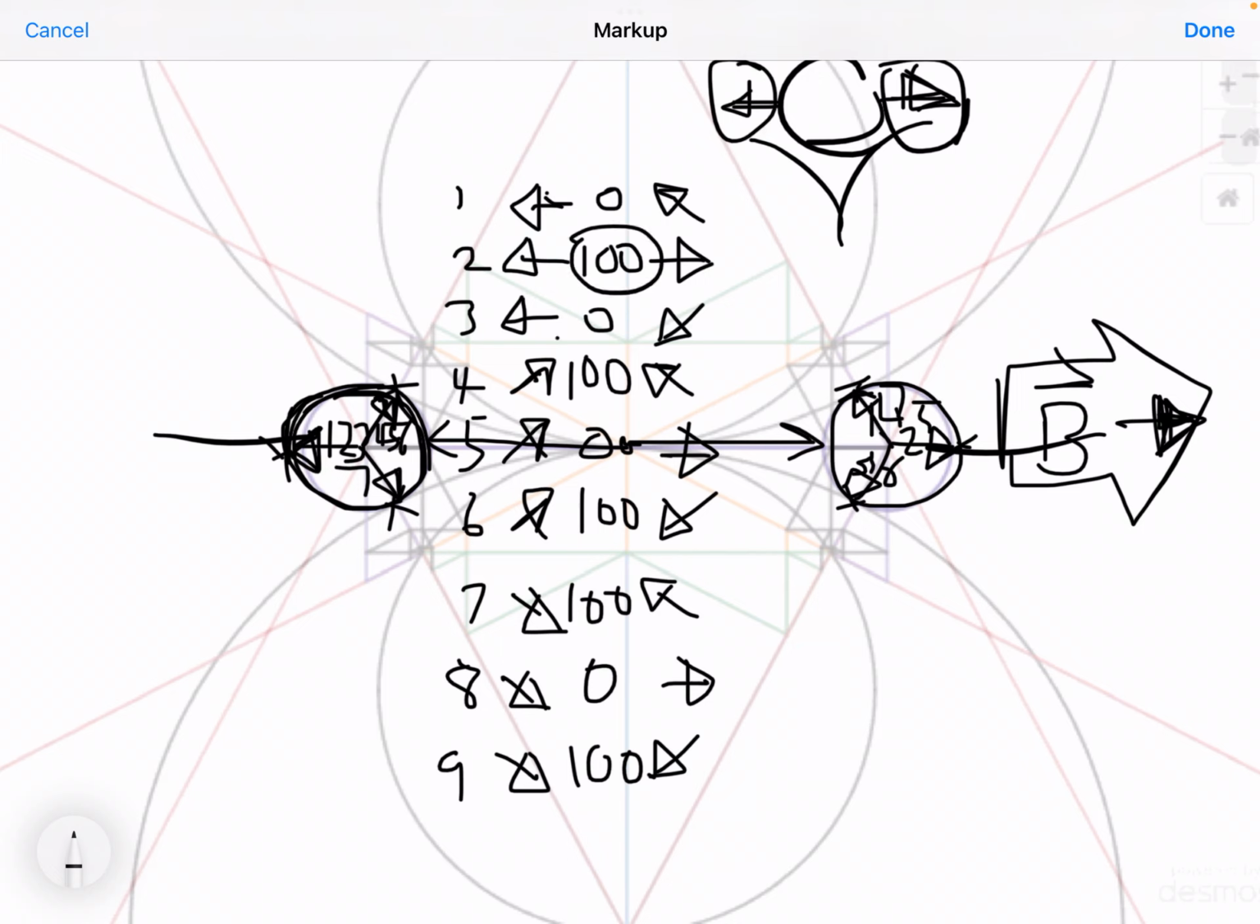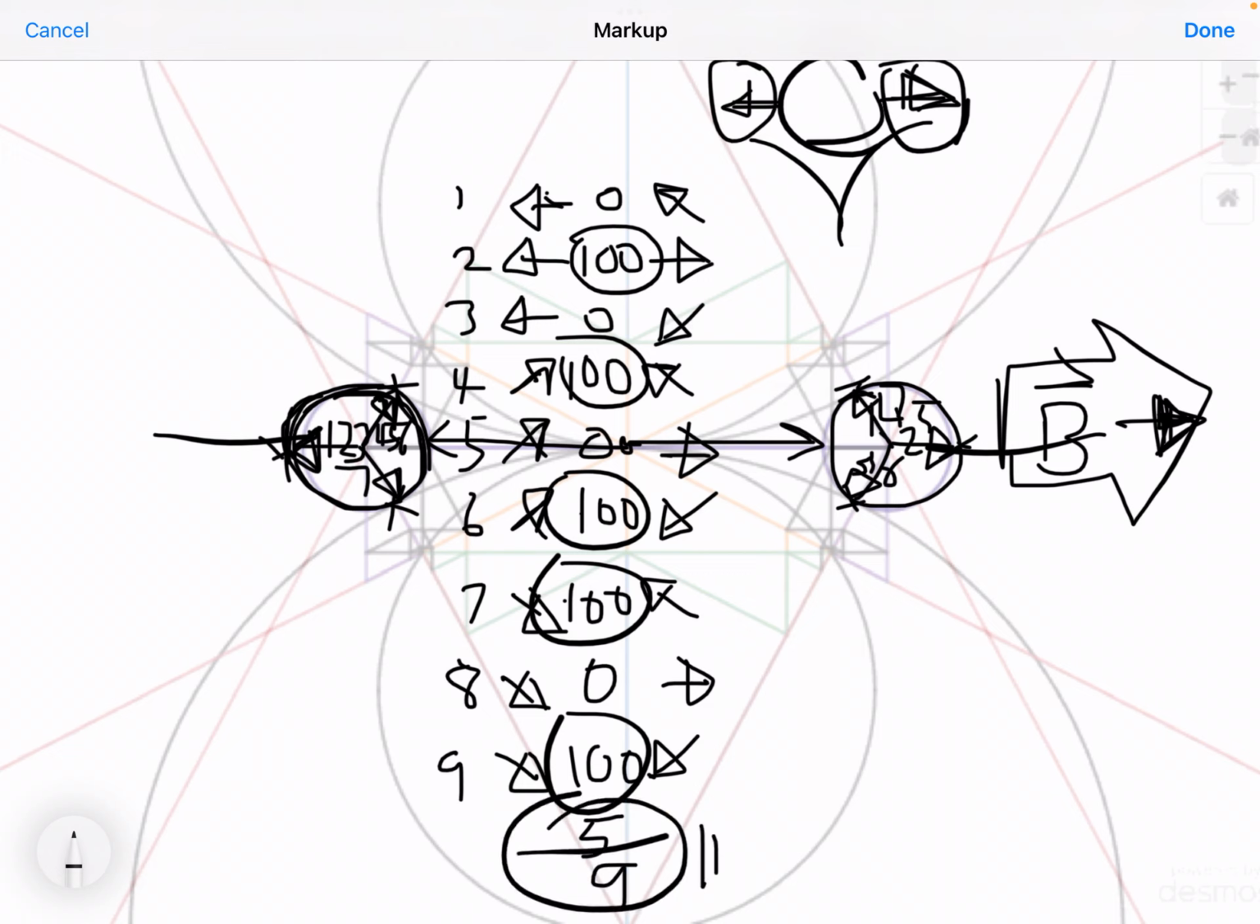So here we add up how many times you get a successful result. 1, 2, 3, 4, 5. Okay, the answer is 5 out of 9. Now that's called an inequality, because it's not 50%. They're not equal probabilities of falling the same way, of falling opposite ways. So that's called an inequality.